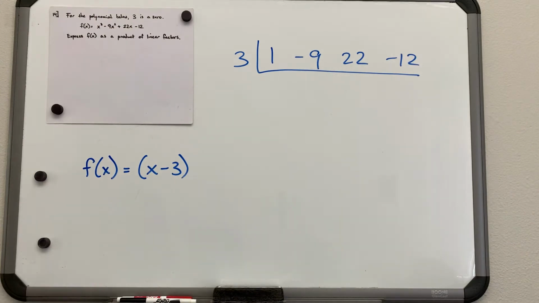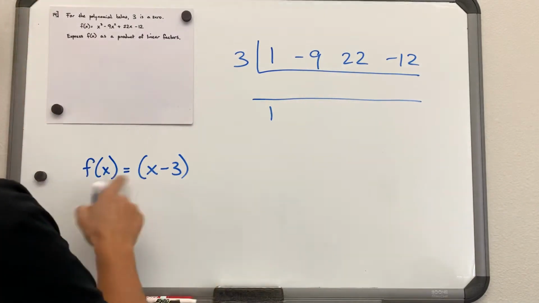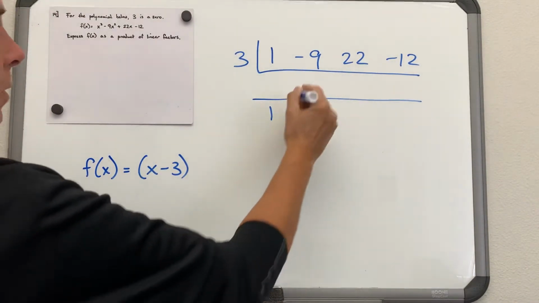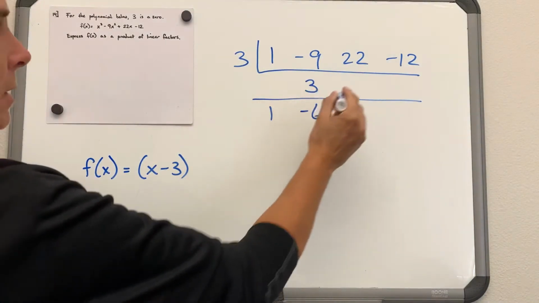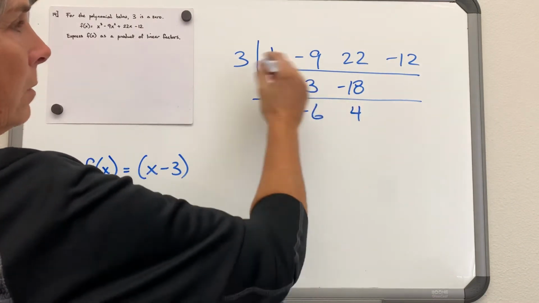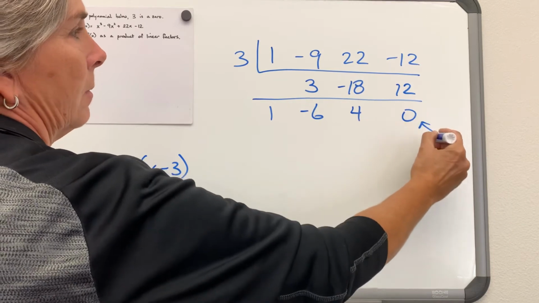So I need to go ahead and pull this x minus 3 out of here so I can see what's left. So I bring the 1 down. 3 times 1 is 3. Adding this, I get negative 6. 3 times negative 6 is negative 18. Adding those, I get 4. 3 times 4 is 12. Adding those, I get 0. Remember, this is the remainder.